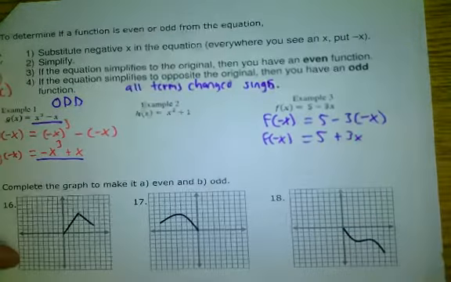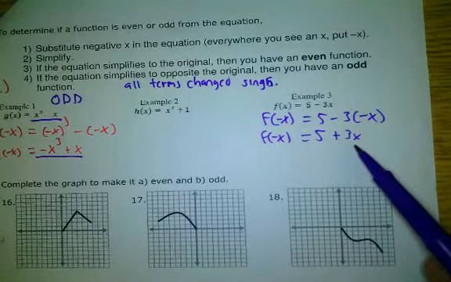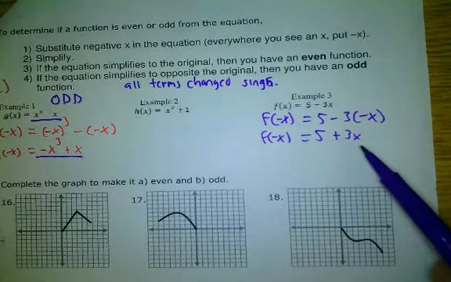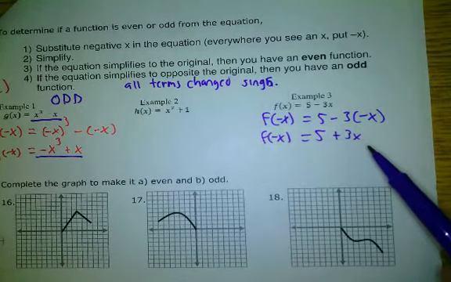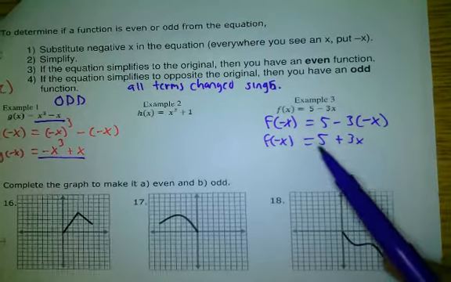Why not? The 5 stayed positive. Because that 5 stayed positive, you cannot say that this is odd. Therefore, it's not even. It's not odd. It is neither. You can try example number 2 on your own.